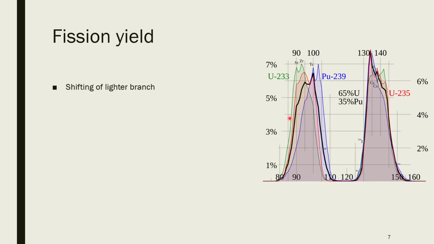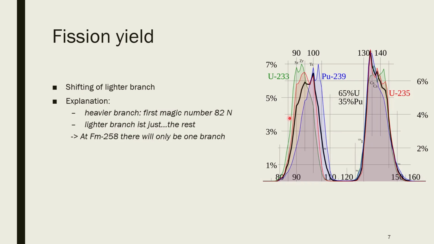As I said before, we have a shifting of the lighter branch. This is due to the heavier branch at the first magic neutron number of 82 and the lighter branch just being the rest. And if we were to do fission with fermium 258, there will only be one branch because this one shifted so much that they overlap and you just have this one big branch.